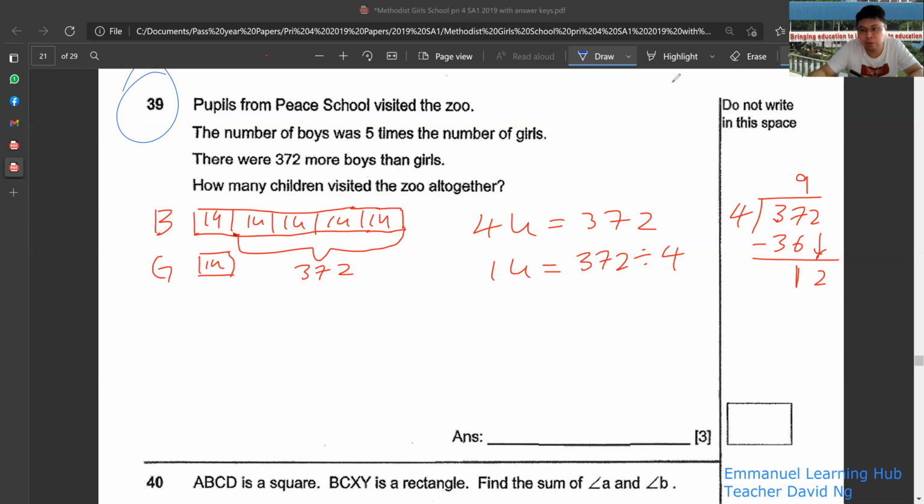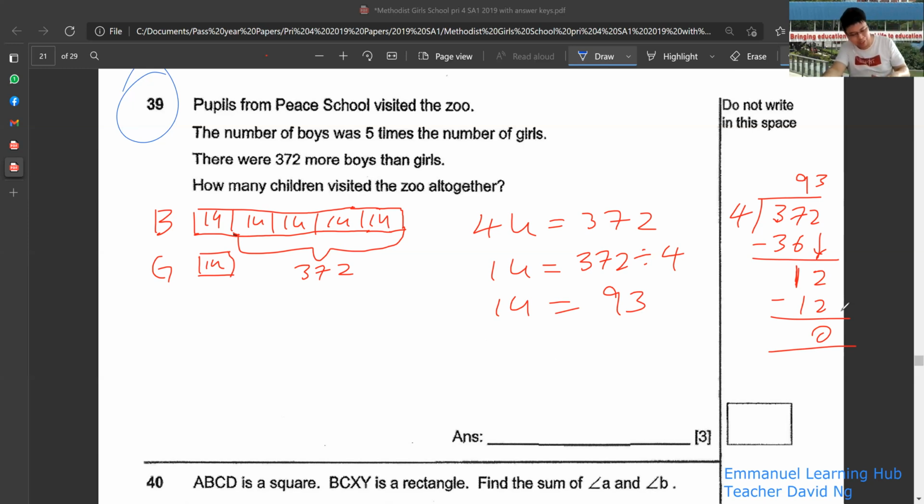12 divided by 4 give you? What is 12 divided by 4? 3. 3 times 4 is 12. So 1 unit is 93. So the answer, is it 93?